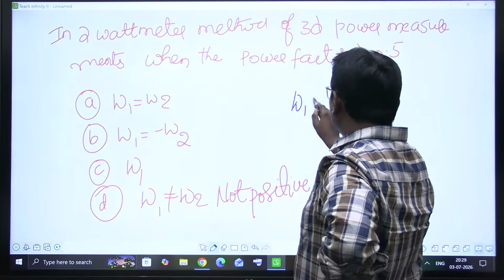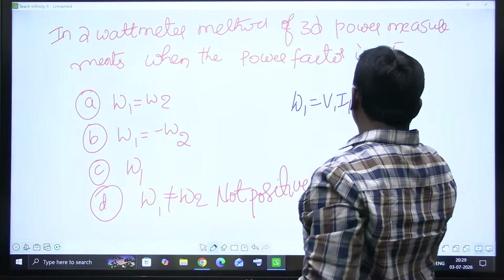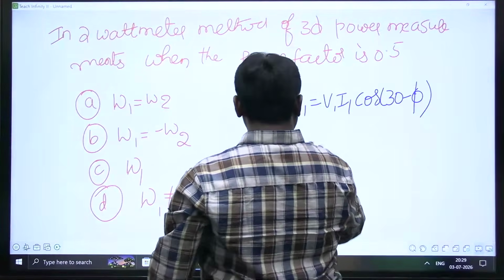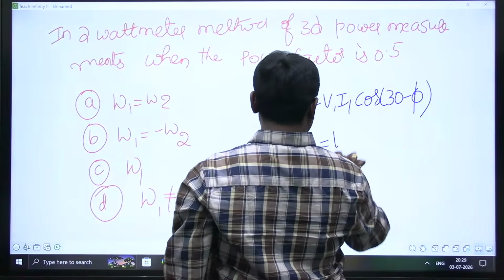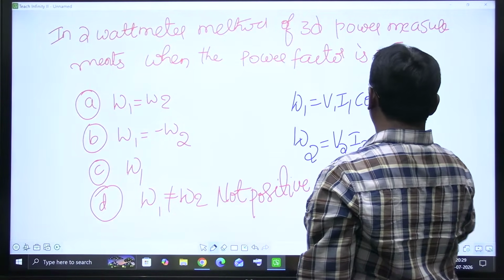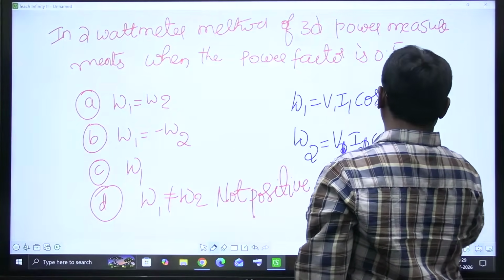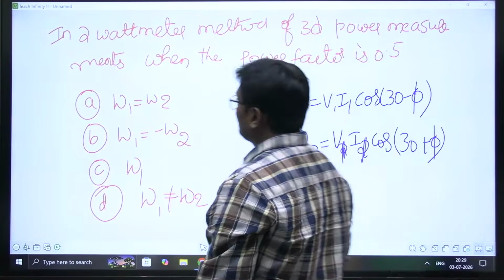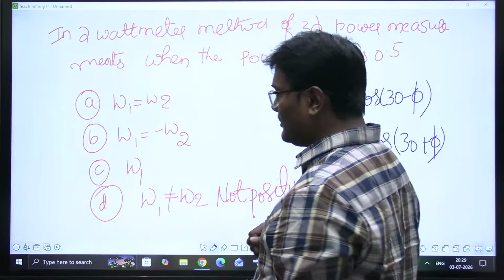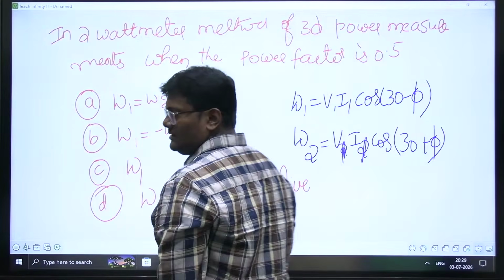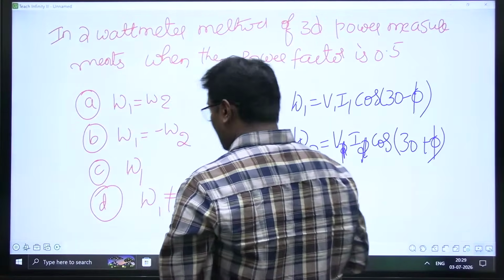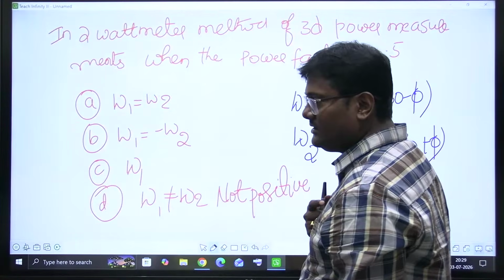So W1 is equal to V1 I1 cos of 30 minus phi, and W2 is equal to V1 I1 cos of 30 plus phi. Yes, everyone has answered. Tell me, A, is it equal? Let's check it. Is it equal, or has someone answered C? C is the correct answer.